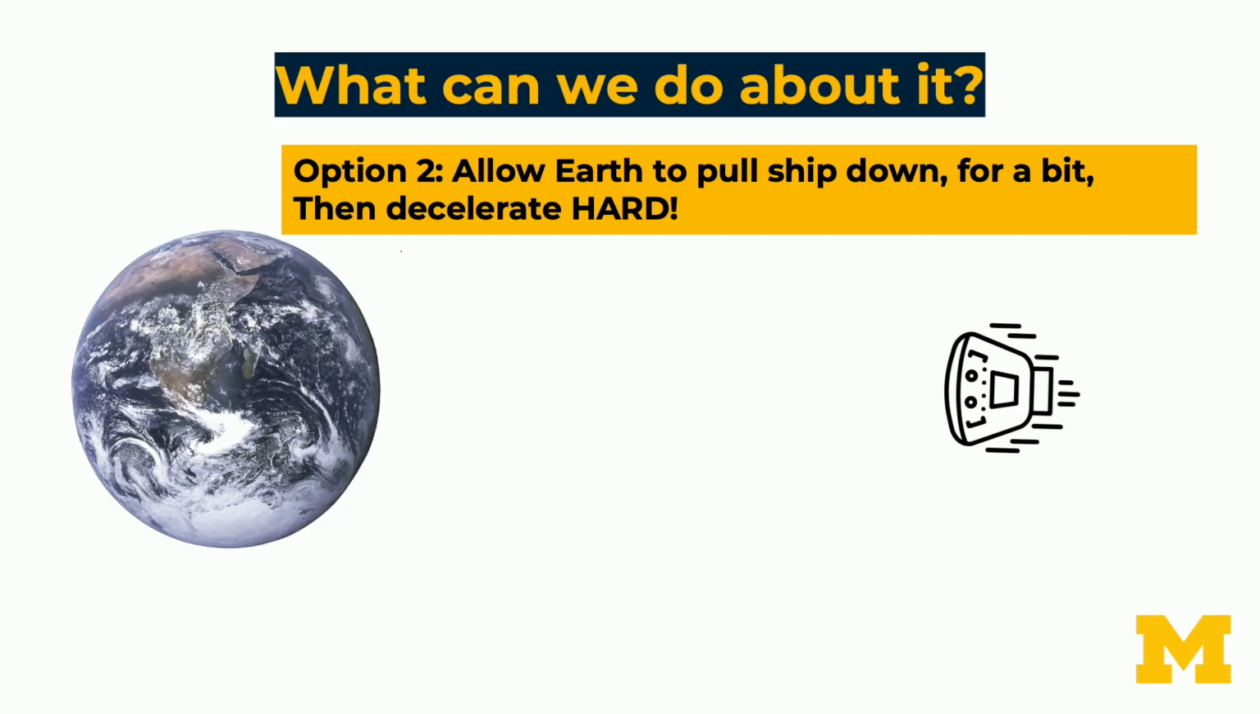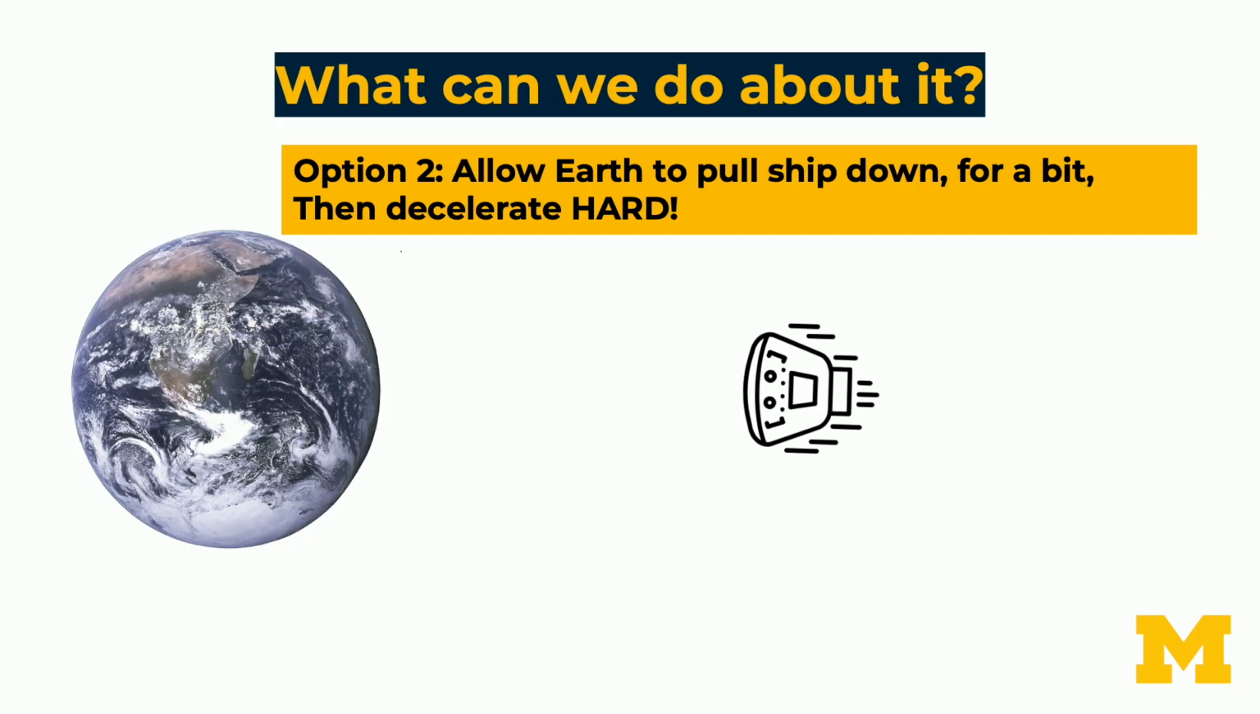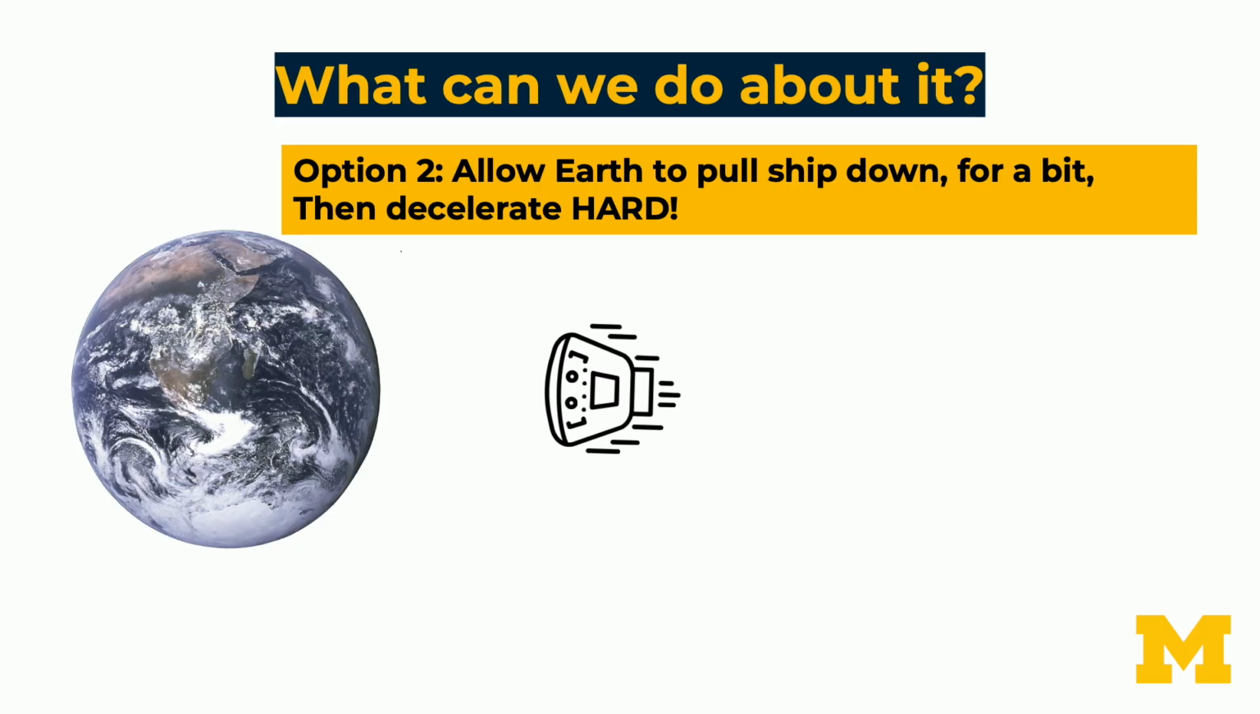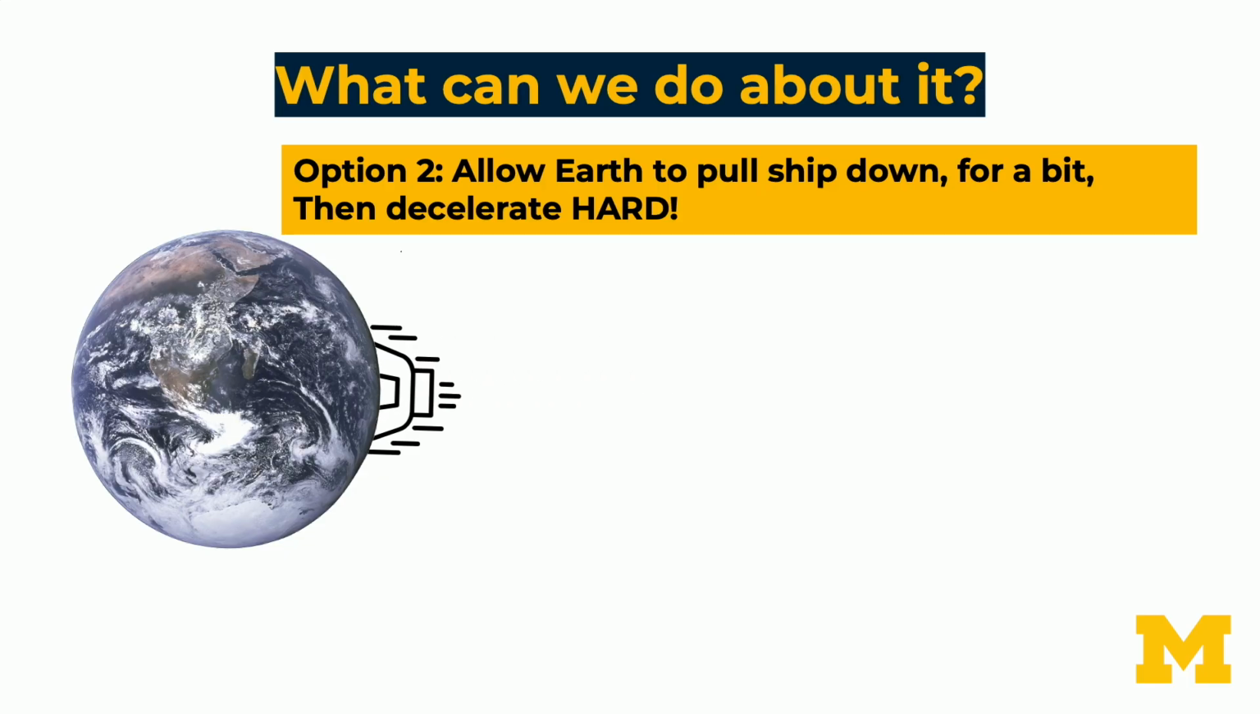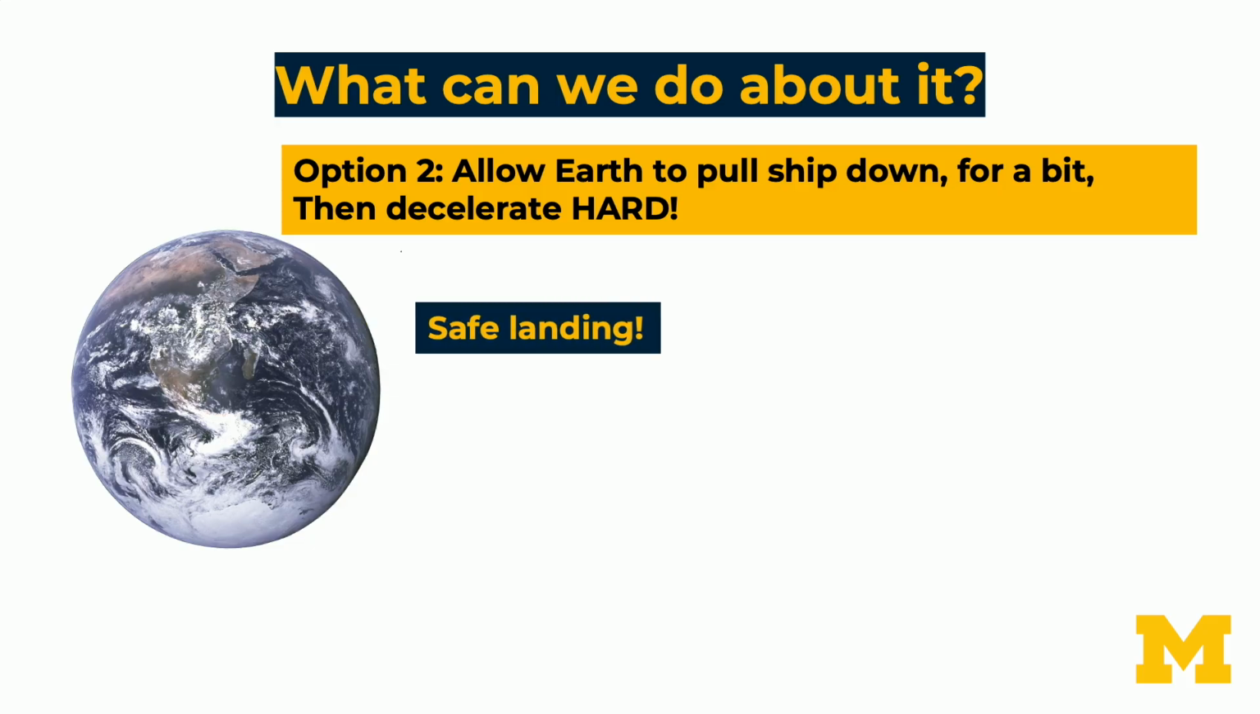So that's one way of doing it. But most of the time we don't do it that way at all. What we often do is allow it to accelerate towards the Earth, and then you decelerate very hard at the last second. So you accelerate, accelerate, accelerate towards the Earth, and then at the last second you burn, and then you land safely. The most common thing that we do, though, is that we don't use burning at all. We don't actually thrust at all.